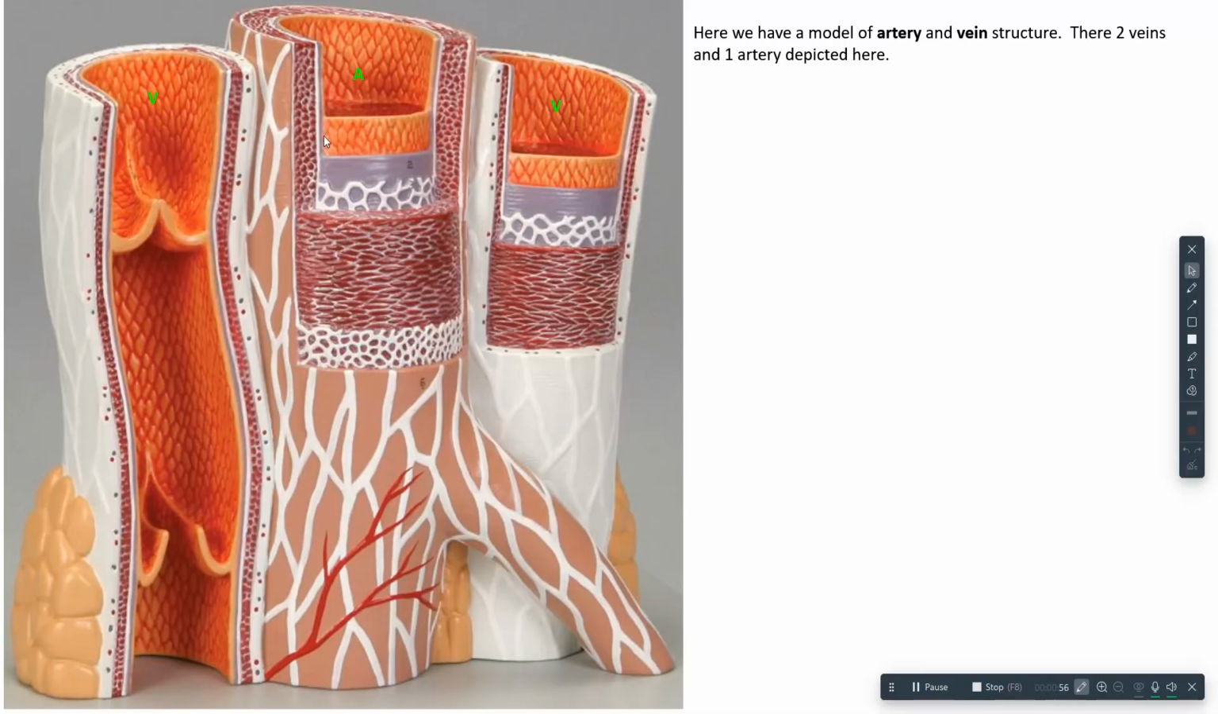My artery has a thicker wall, and its wall is thicker because arteries are high pressure, and that thick wall helps the artery withstand that high pressure.